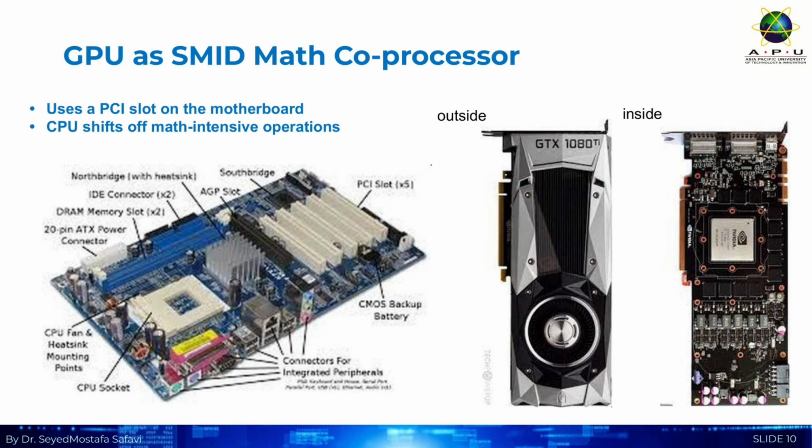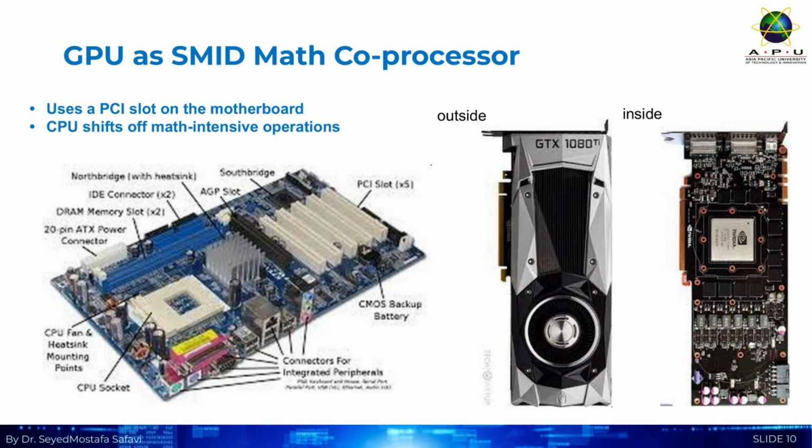Speaking of specialization, let's talk about the GPU, your graphics processing unit. Today, the GPU is the spiritual successor to the old math coprocessor, but on a massive scale. We now understand the GPU as a SIMD, single instruction, multiple data, math coprocessor. What does that mean?